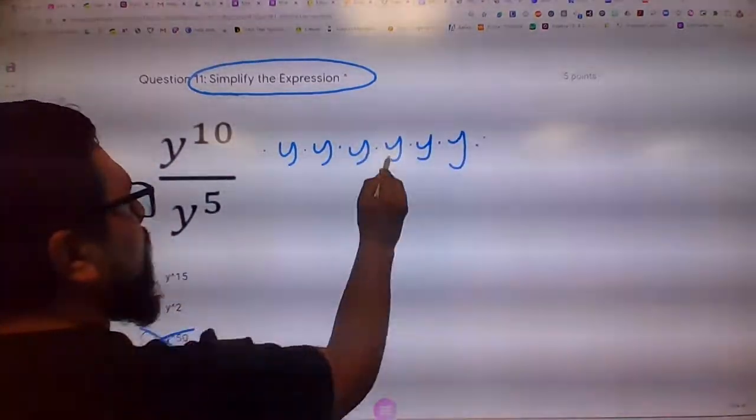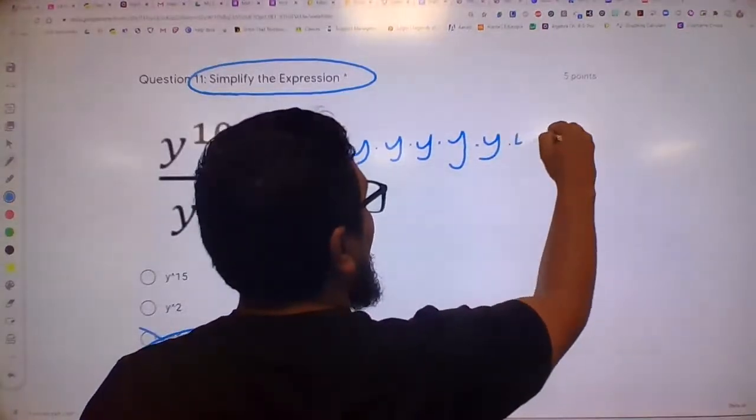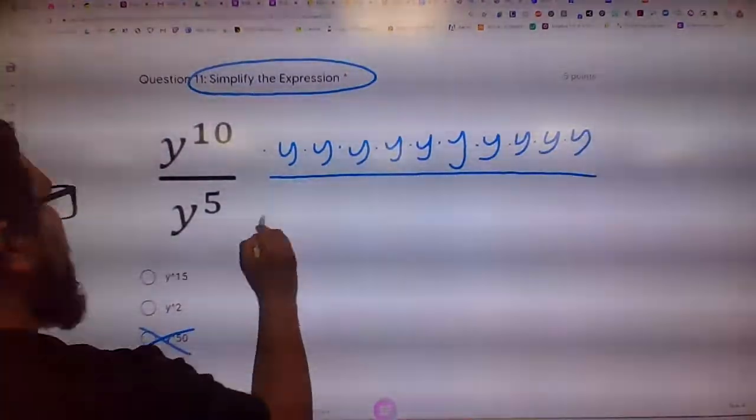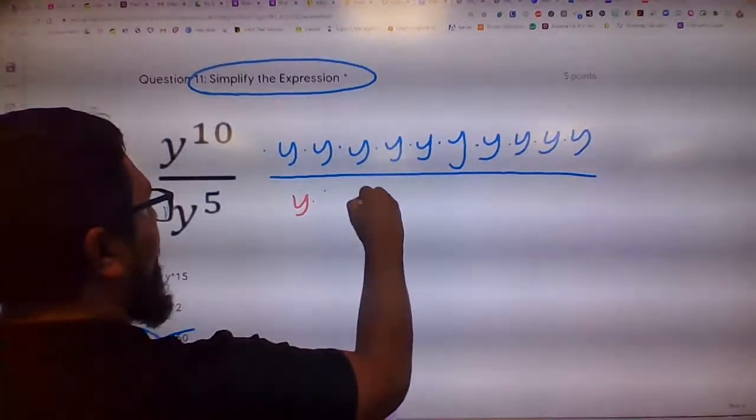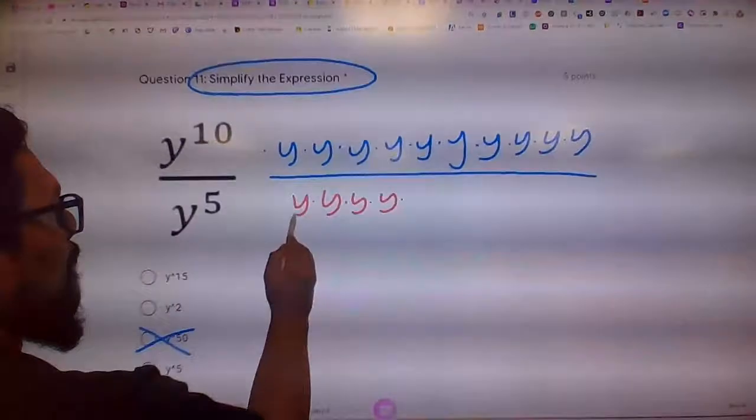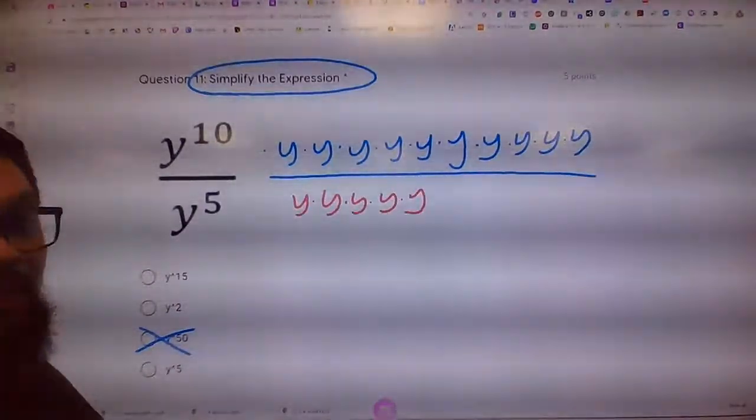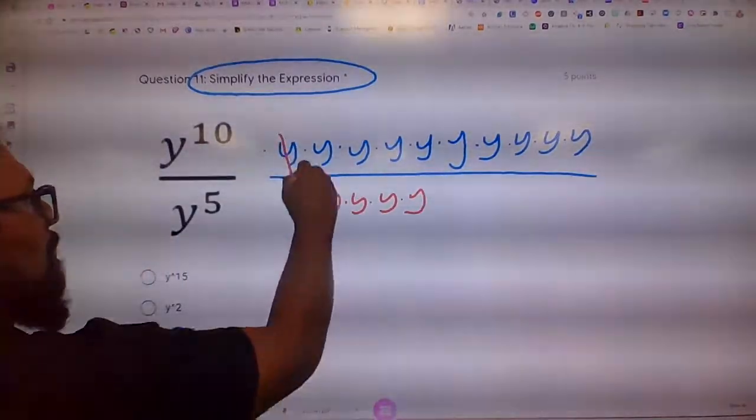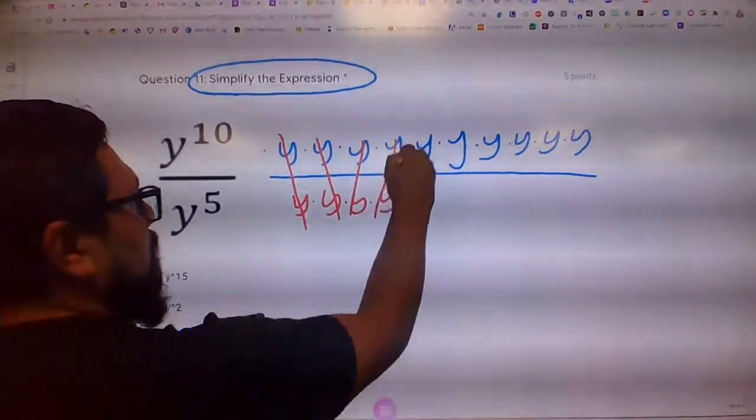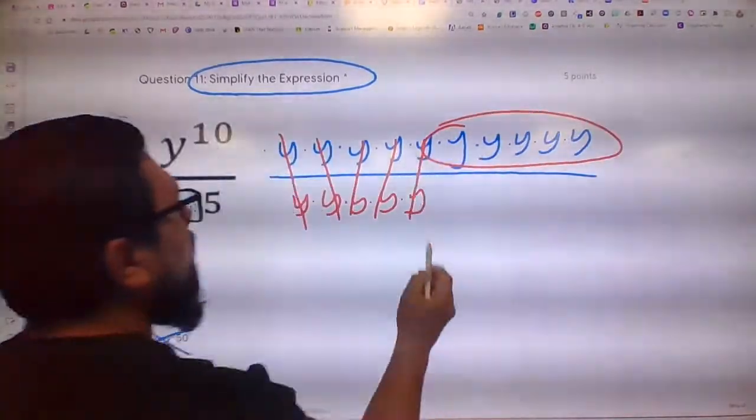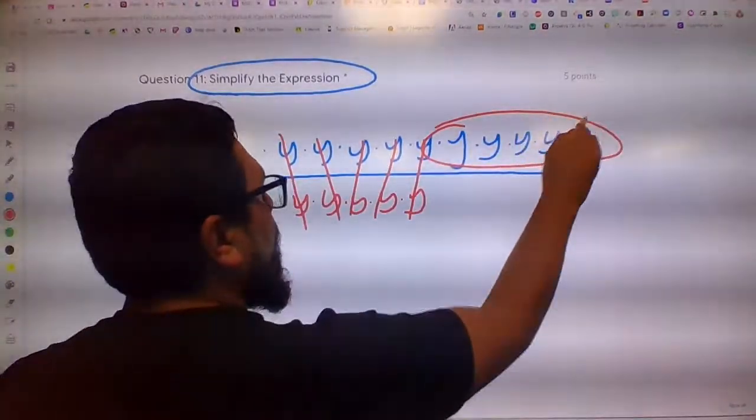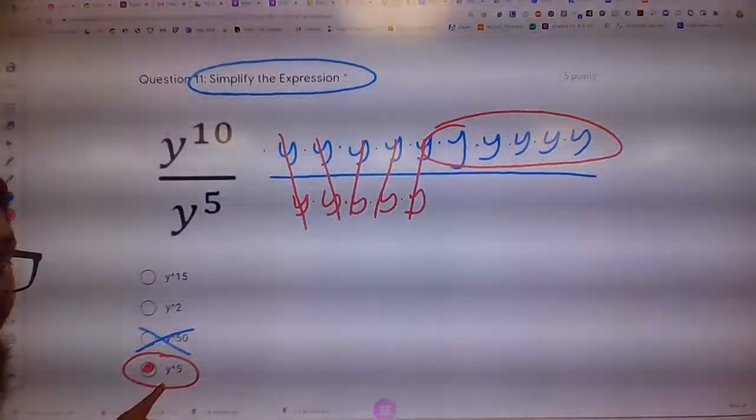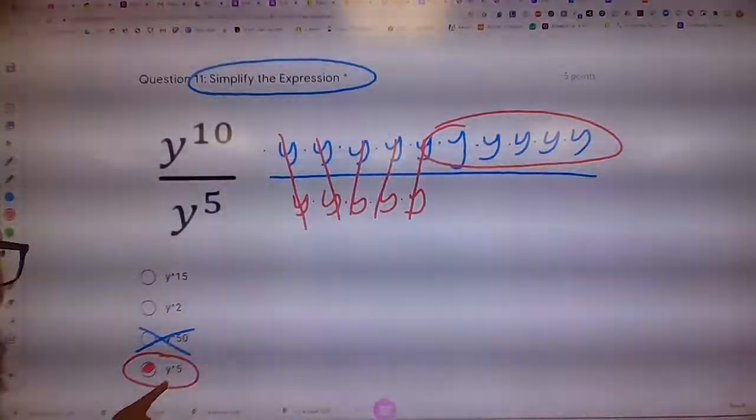So y times y, 1, 2, 3, 4, 5, 6, 7, 8, 9, 10, divided by y, 1, 2, 3, 4, 5. Okay? You expanded this, right? This divided by this. And then this is 1, this is 1, this is 1, this is 1, this is 1. How many do you have left? 1, 2, 3, 4, 5. So this is your answer right here: y to the 5th.